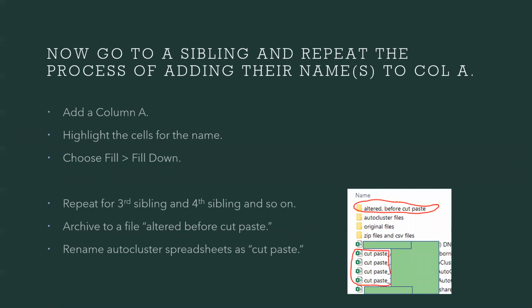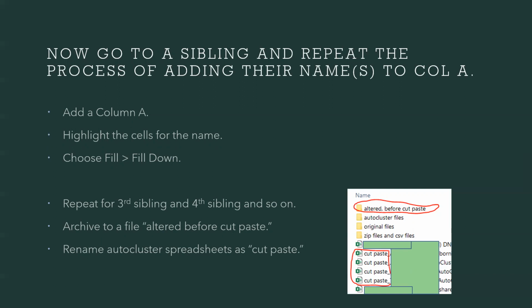So what you're going to do is go to a sibling and repeat the process. You're going to add that sibling's name to column A. Then you're going to look at the clusters 1, 2, 3, 4, and so on. Then you're going to go to sibling number 2 and repeat that again, adding their name to column A, so that you've built 3 files. I've got a Kelly file, a Jody file, a Todd file.